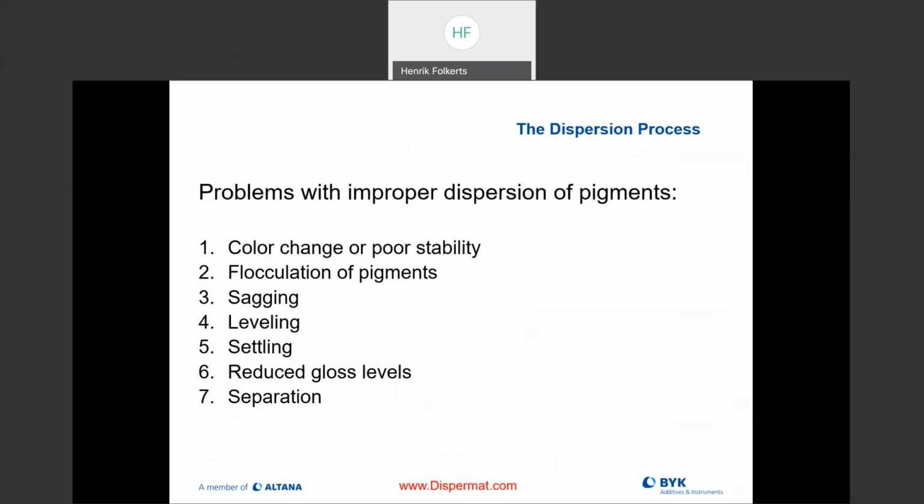Some of the issues that occur if I do improper dispersion of my pigments are obviously poor color stability, could have color change as well. My pigments will flocculate. That's obviously one of the big areas that's a critical problem. Sagging, leveling, settling, everybody knows those. Reduced gloss levels is another big issue that comes up from improperly dispersing the material. And then at the end, some separation issues also occur. So it's really important to have a good process in place for better dispersions.